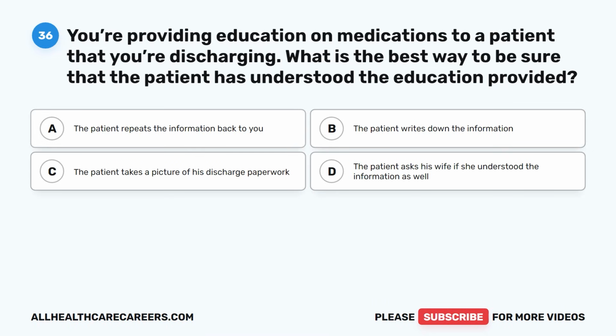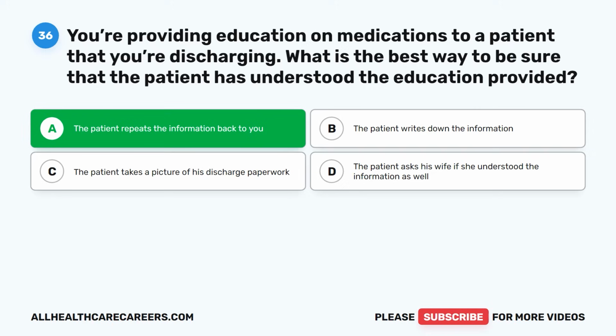Question 36. You're providing education on medications to a patient that you're discharging. What is the best way to be sure that the patient has understood the education provided? A. The patient repeats the information back to you. B. The patient writes down the information. C. The patient takes a picture of his discharge paperwork. D. The patient asks his wife if she understood the information as well.